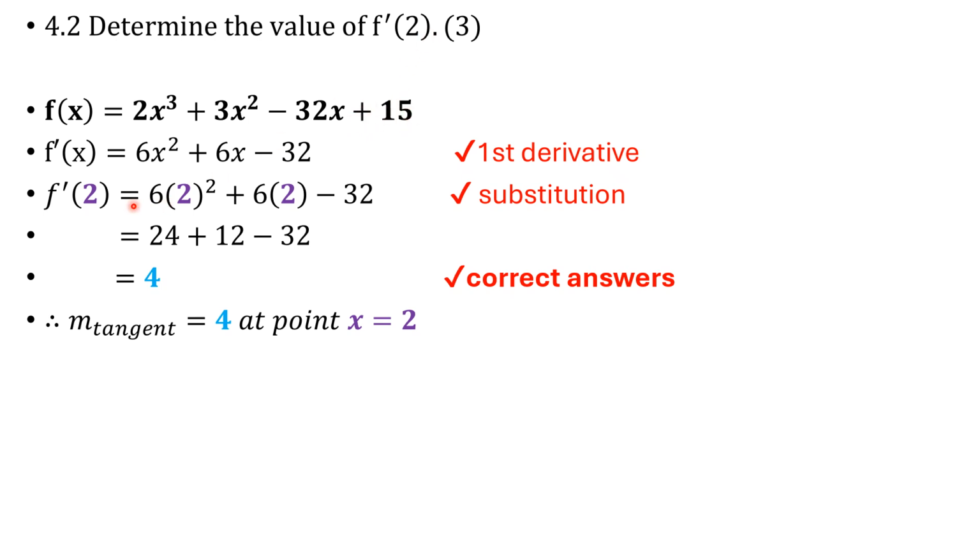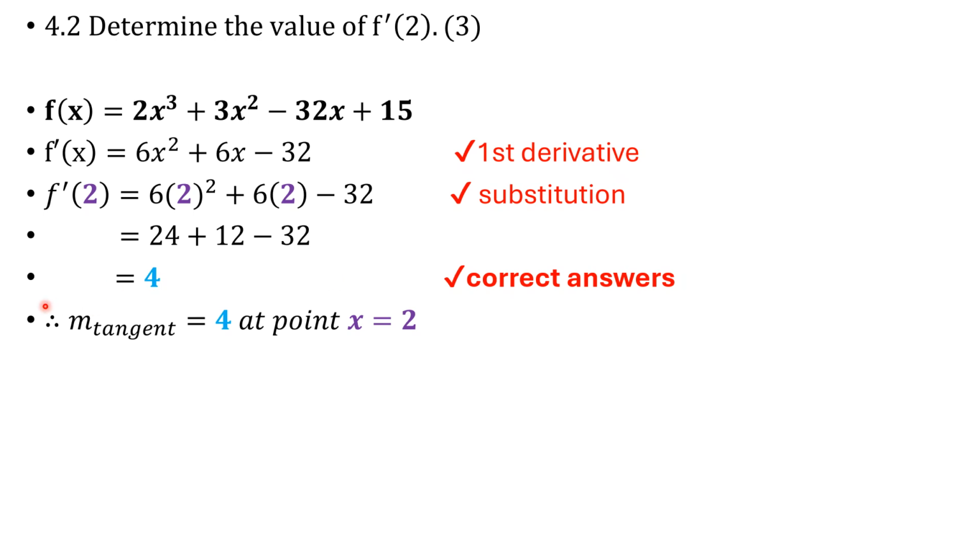So if I substitute 2 in that equation, now I have 2 squared times 6, plus 6 times 2, minus 32. It gives me 4 times 6 is 24. 2 times 6 is 12, minus 32. Gives me 36 minus 32, which equals 4. So 1 mark for first derivative, second mark for substitution, and third mark for getting the correct answer.